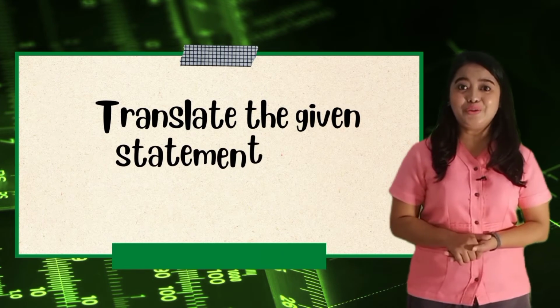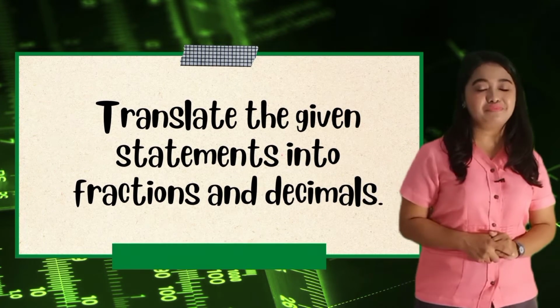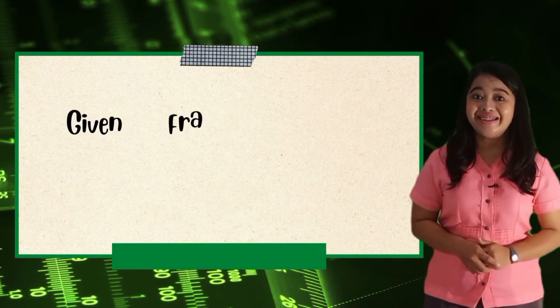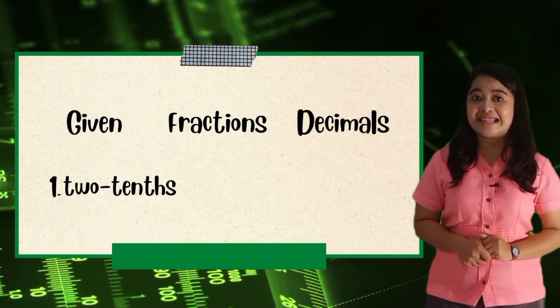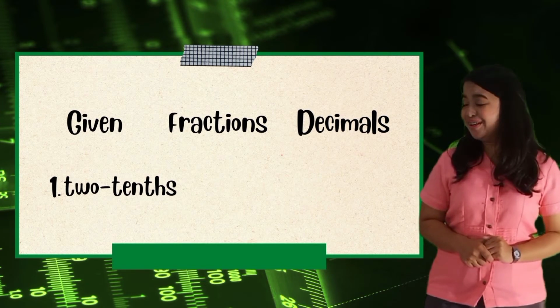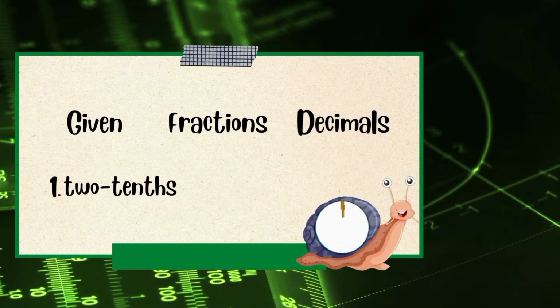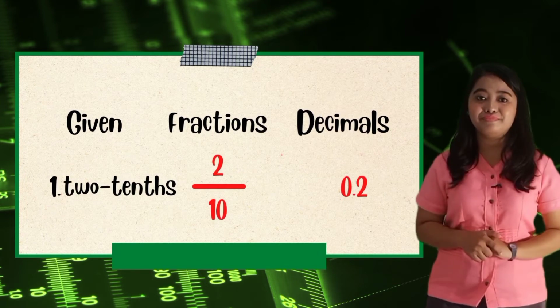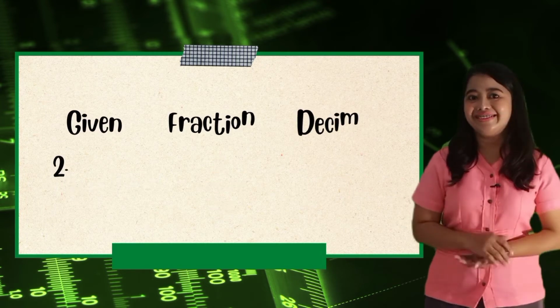I will be giving you 5 seconds to each number. All you have to do is to translate the given statements into fractions and decimals. Number 1. The given is 2/10. Timer! If your answers are like this, very good!